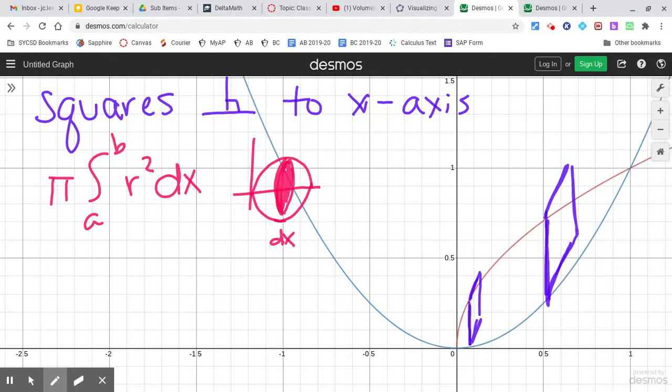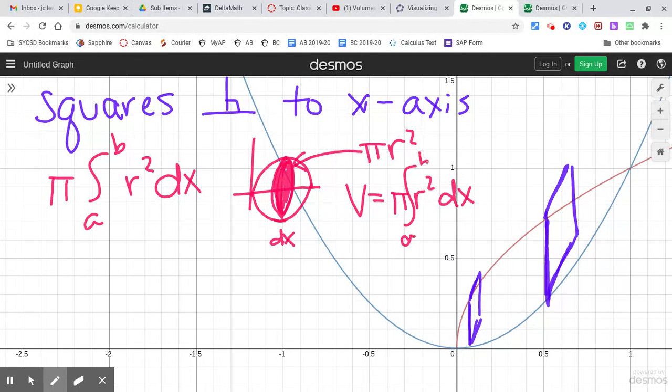But then the area of this cross section, being a circle, was pi times radius squared. So the volume of one of those really, really thin cylinders kicked on its side was pi r squared times dx. And we summed those from the beginning to the end, from a to b. So that's a crude definition of what that looks like and where it came from.